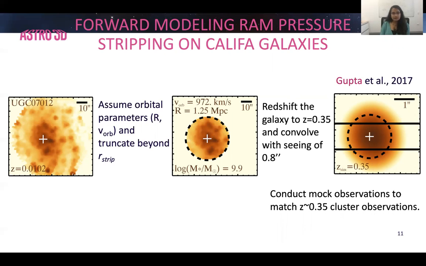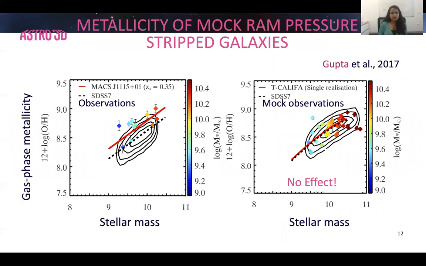Do we get similar results? Do we see an enhancement in the metallicity? Not really. The left-hand side plots are the direct observations that we get, where our observed cluster galaxies were significantly above the mass metallicity relation. The right-hand side plot is for our mock observations, which are these ram pressure stripped galaxies. You can see that their mass metallicity relations are identical to what you get for the field sample. Basically, this removal of the outer galactic disk cannot significantly alter the gas phase metallicities of the galaxies that we are observing.